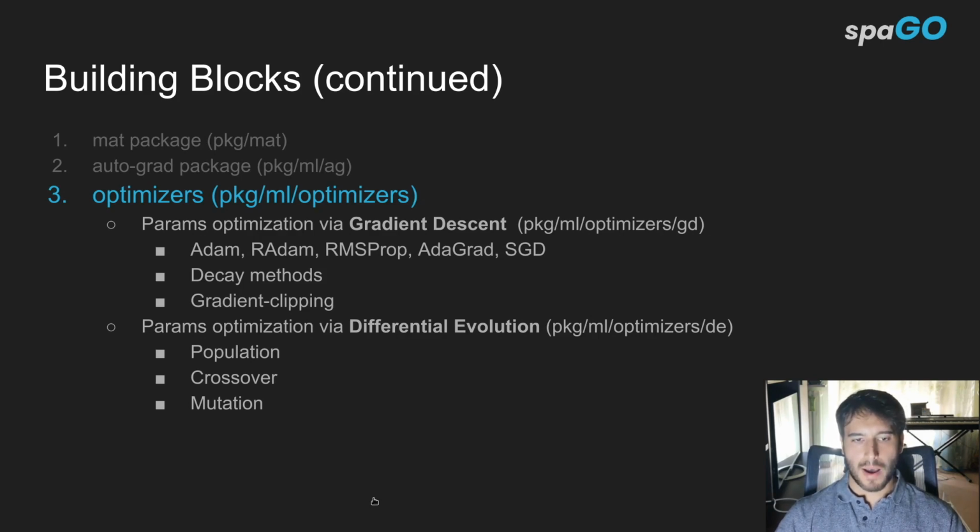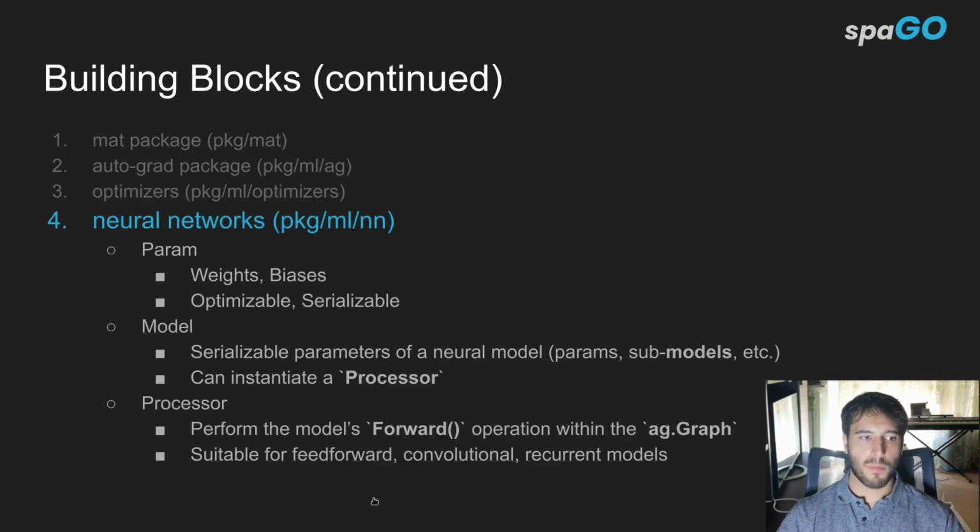On top, I had to implement methods like gradient clipping or other regularization techniques to try to avoid some common issues when you have to deal with gradients. I also tried different approaches for optimization, for parameter optimization. For instance, in spaGO, you will find a package for differential evolution that brings concepts from genetic algorithms such as population, crossover, and mutation. I'm still experimenting on it to understand the full potential, but I think it's definitely an interesting approach to optimize a neural model.